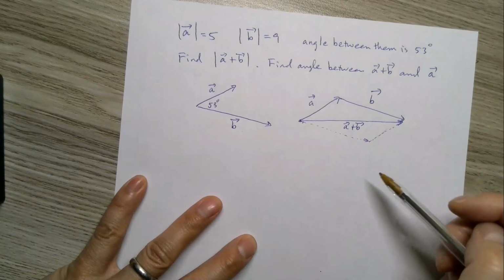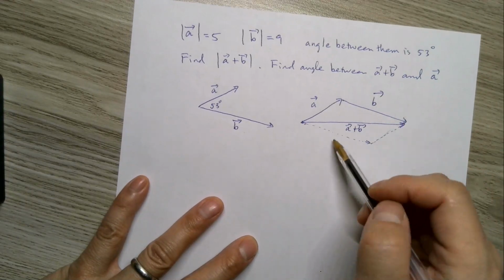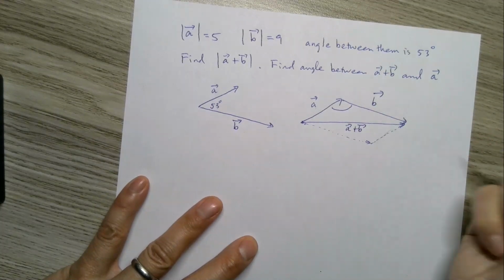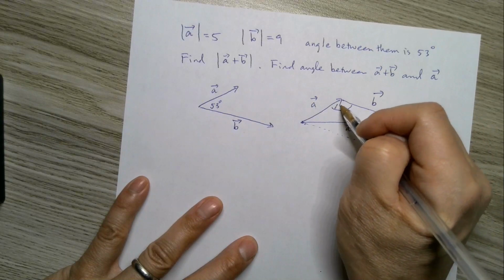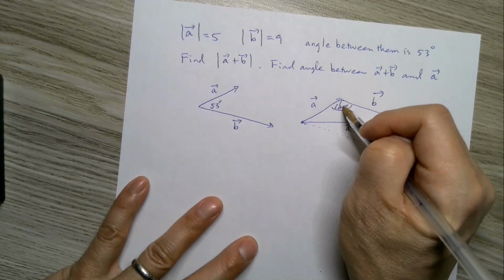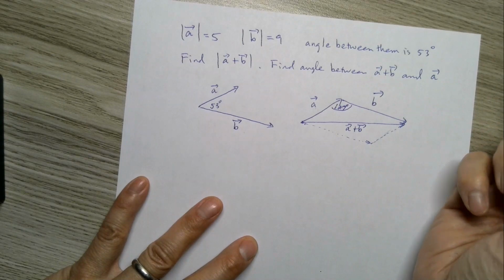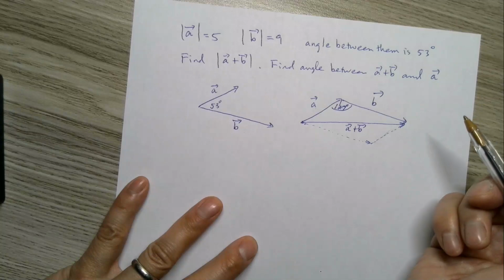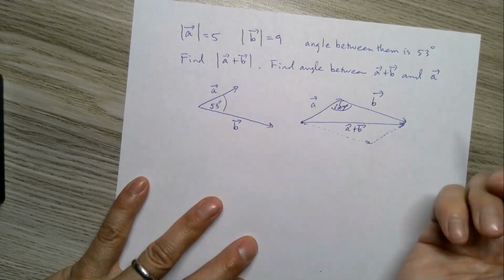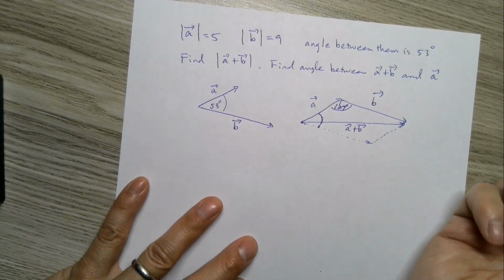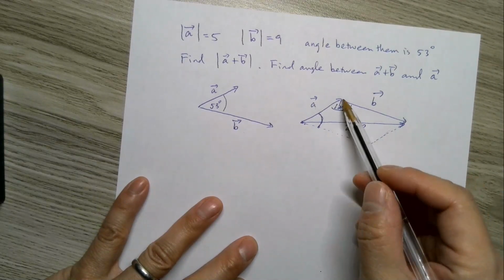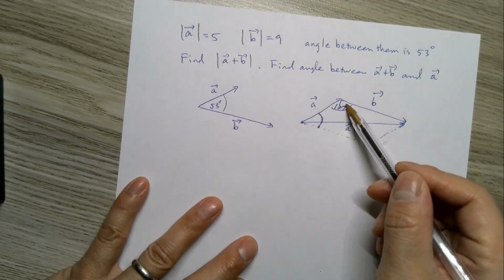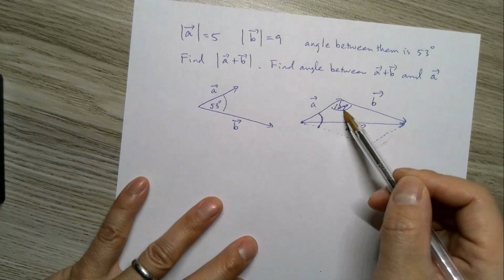Okay, there's something else I know about this triangle that is formed by A, B, and A plus B, and that is this angle here. This angle here is 127 degrees, and that is because if you remember back here, this was 53. That's this angle right here. This angle was 53, and in parallelograms, consecutive angles are supplementary. So that's how I know this is 127.